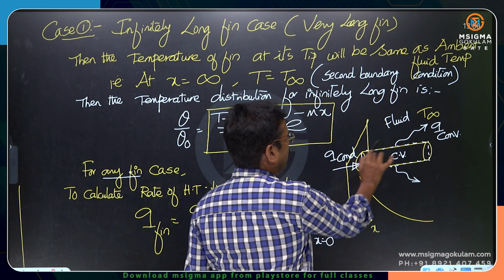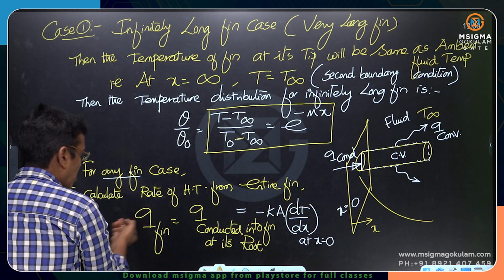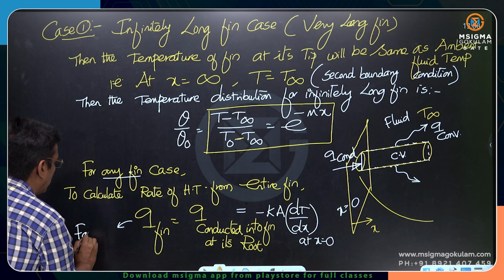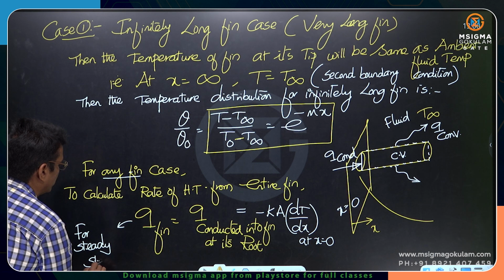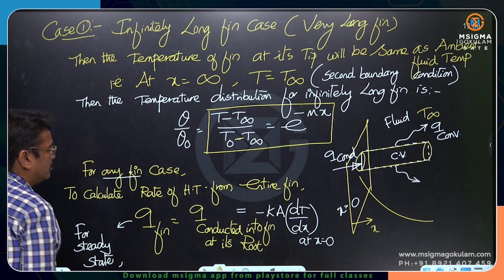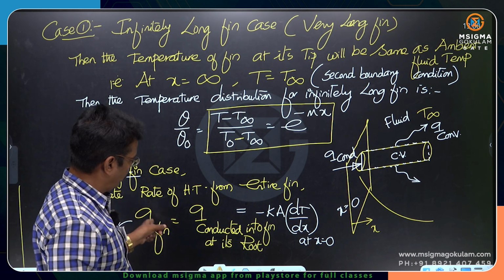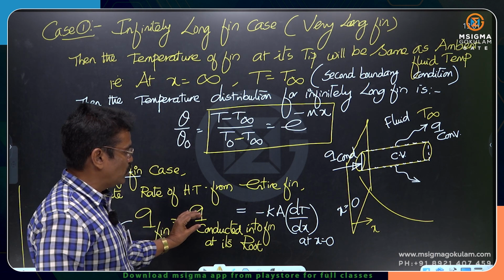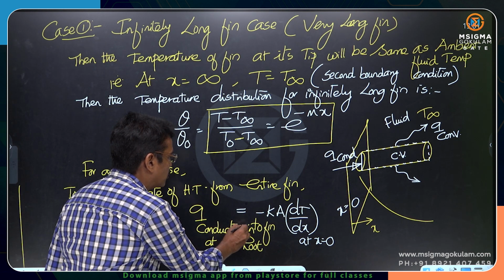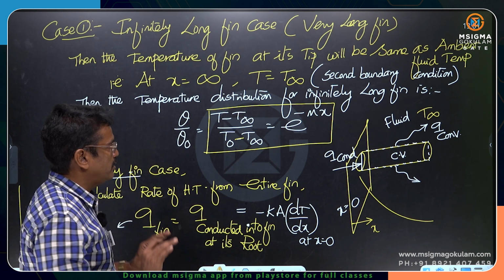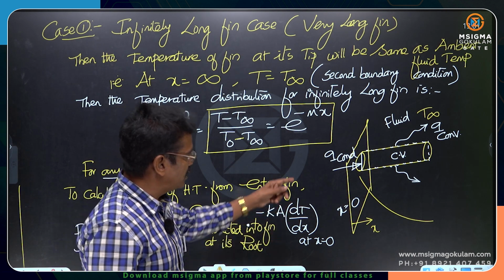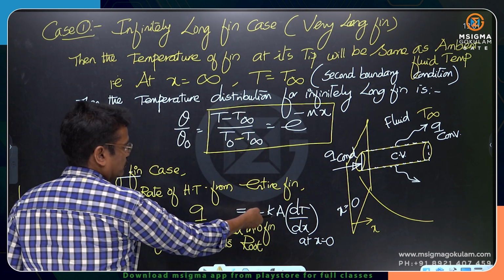Why did I write this? For steady state. This logic holds because the fin is under steady state: the Q heat loss from the entire fin should be equal to the Q conducted into the fin at its root. So, to calculate the heat transfer rate through the fin, that is the second objective, calculate the heat conducted into the fin at its root from the Fourier law.